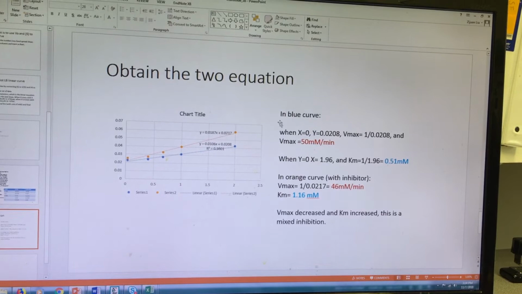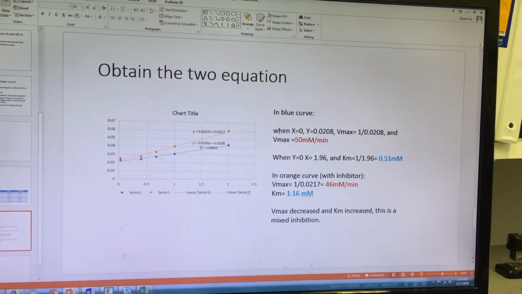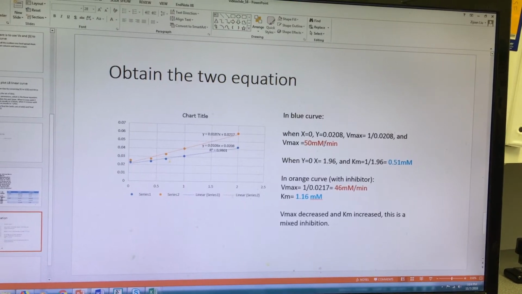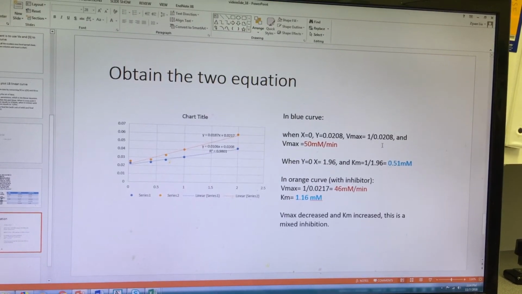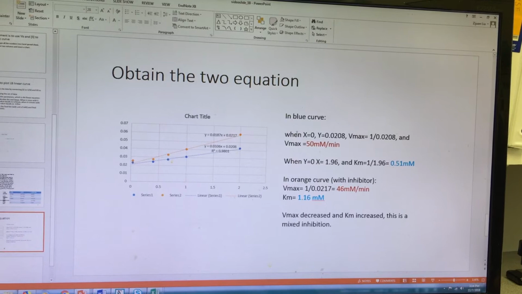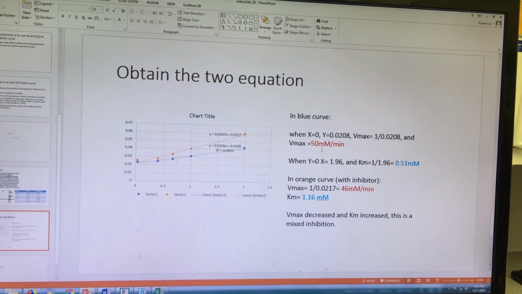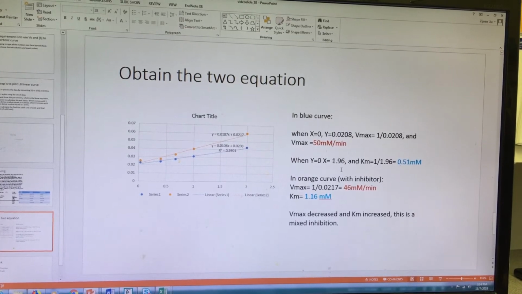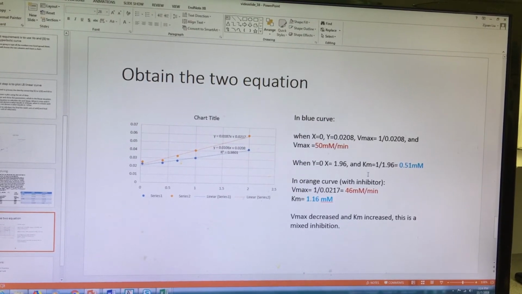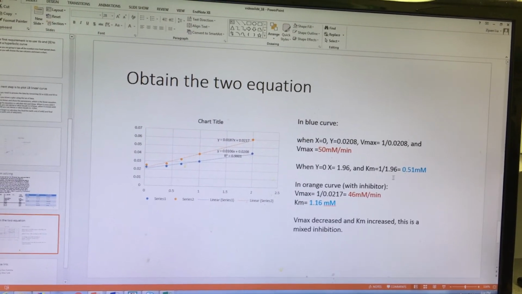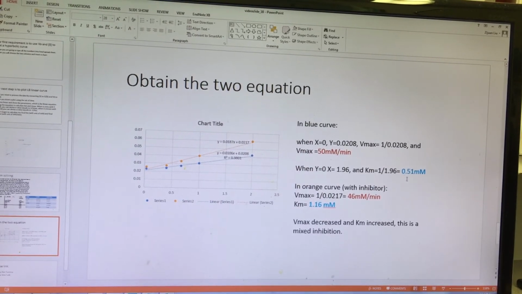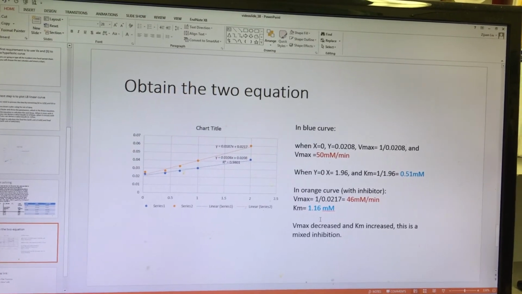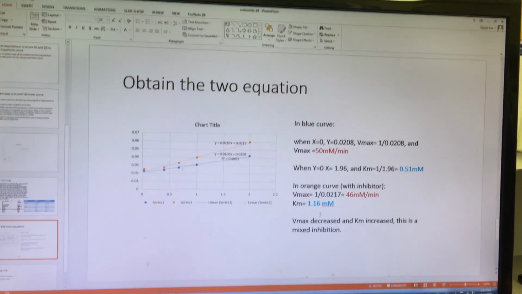So pretty much what we did was, with the blue curve, when x is equal to 0, y is equal to 0.0208, and the Vmax is the inverse of that, and the Vmax comes out to 50 millimolars over minutes. When y is equal to 0, x is equal to 1.96, and Km is the inverse of that, and that gives us 0.51 millimolars.